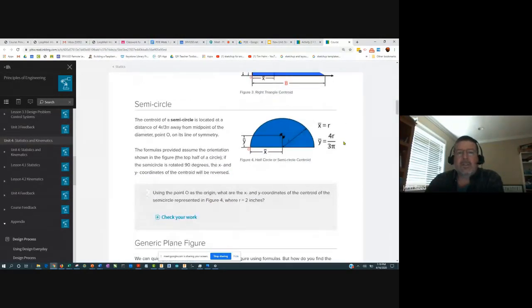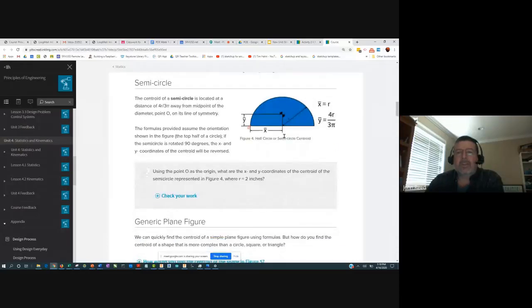Similarly, for a semicircle, this does have an axis of symmetry, sort of the vertical axis in the middle. So it's going to be definitely on that axis. But the question is, how far do we go up? And again, using some basic calculus, you can derive that the location of the centroid in the y direction, which is vertical, is 4 times the radius divided by 3 pi.